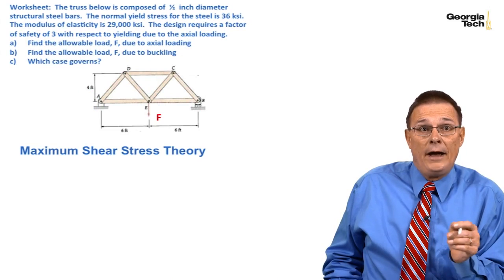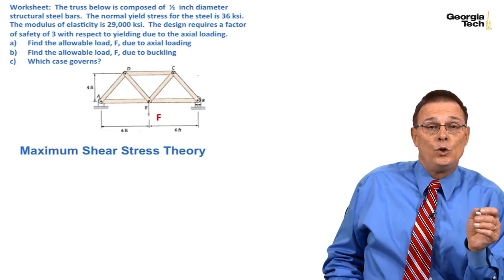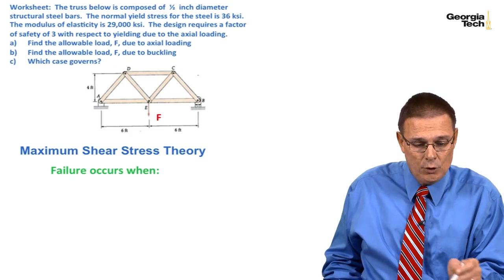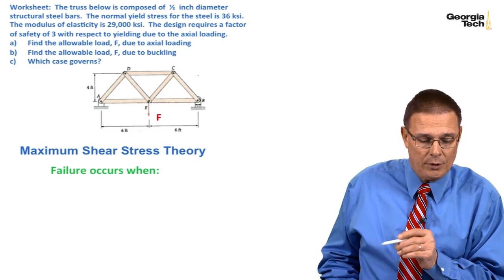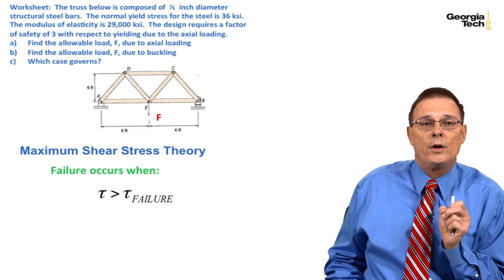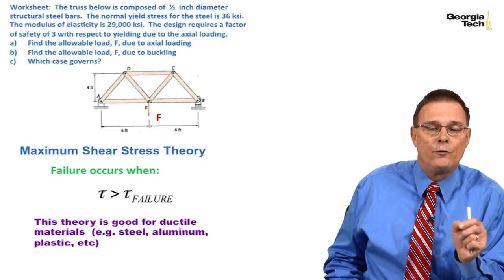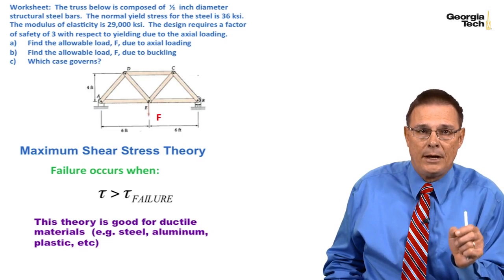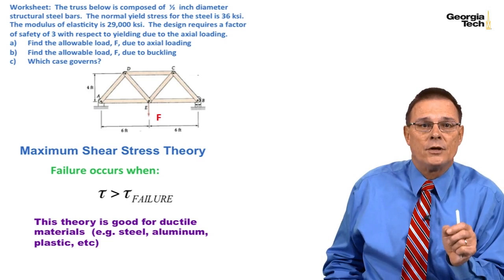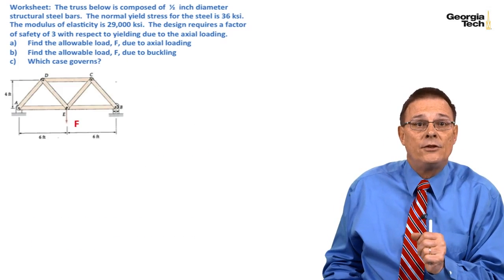Now, to find part A, the allowable load F due to axial loading, we're going to use the maximum shear stress theory, which says that failure will occur when the shear stress in any of the members is greater than the failure shear stress. And this theory is used because it's good for ductile materials, as we've seen in my past courses and lessons. And so ductile material being a steel in this case.